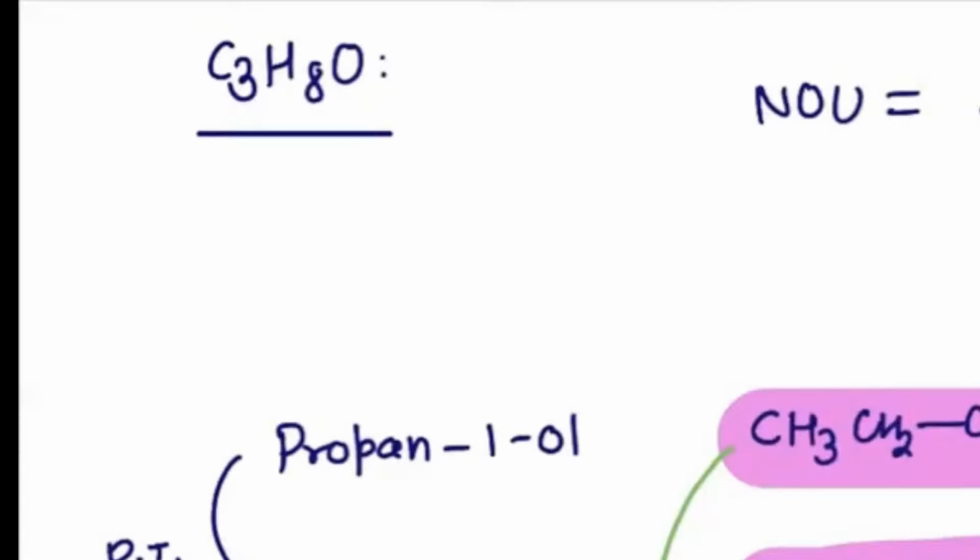Possible alcohols and possible ethers. Number of unsaturations will be 4 plus 1 minus 10 minus 0 by 2. That is 5 minus 5, that is 0. 5 unsaturations को कैसे take care करो? Sorry, 0 unsaturation को कैसे take care करो?